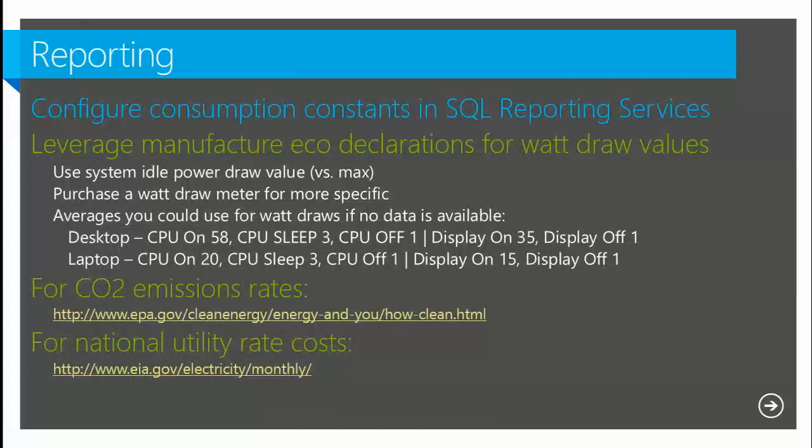For the CO2 emissions rate, when you configure those constants, you can go to the EPA, type in your zip code, and it will give you a rate to use for how clean your energy is. And if you don't get an electricity rate from your facilities teams, you can always just use a national average. The EIA reports on the average cost of electricity monthly. You can go to their website and get a state-by-state map. And of course, this is obviously just for the US. For international, you're going to need to get that information from your own providers.